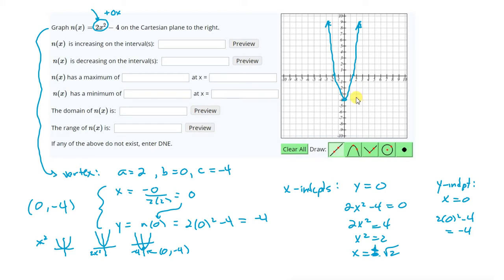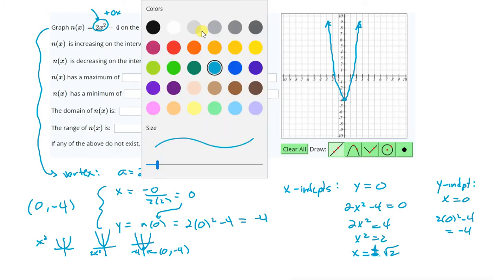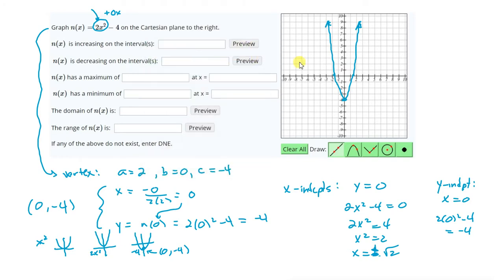Now, what about increasing, decreasing? Remember, increasing and decreasing always means as we go from left to right. So as we go from left to right, where are we going upwards? We're going upwards here. But again, what are the x values for that region? That's what they're asking us for in this location. So you should be able to do that now. What are those x values?